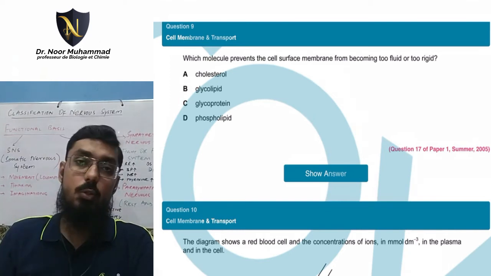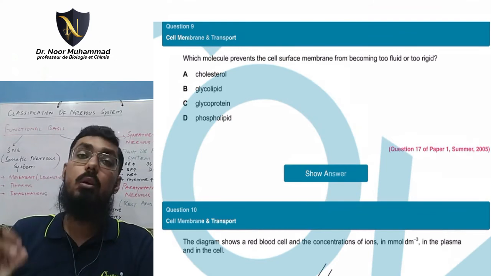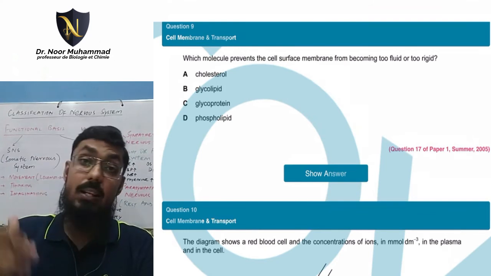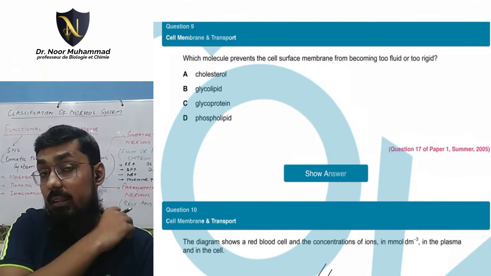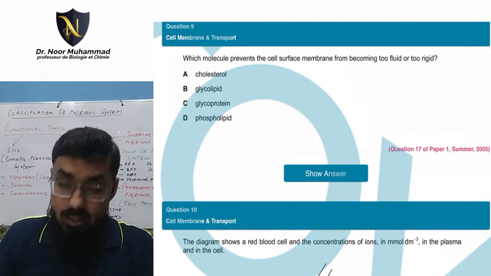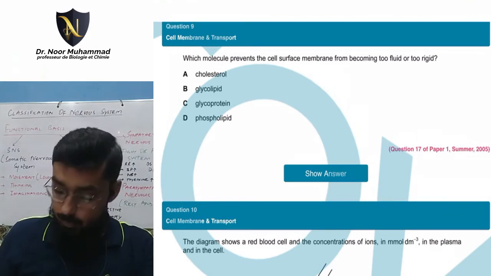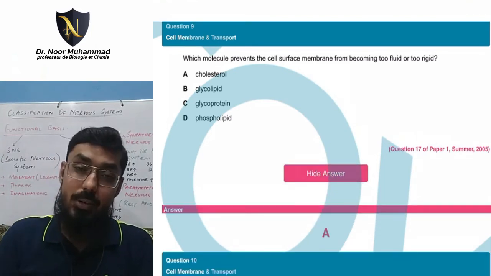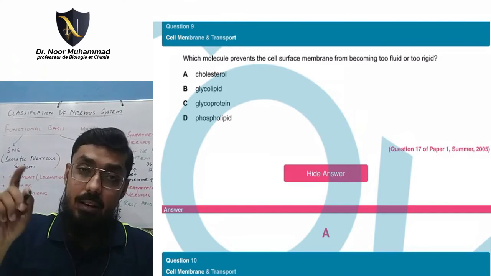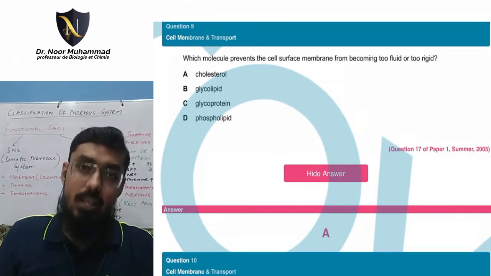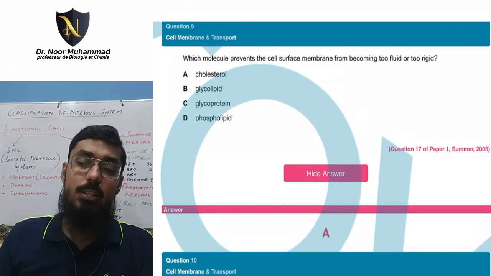As you can see here, there is no option of fatty acid chain, but cholesterol is there, and that is a major player in maintaining the fluidity. So I think the correct answer should be A. Let's see the answer. Is it A? Yes, it is. Congratulations to all of those who have reached the right answer. Okay, now let's move to the next question.